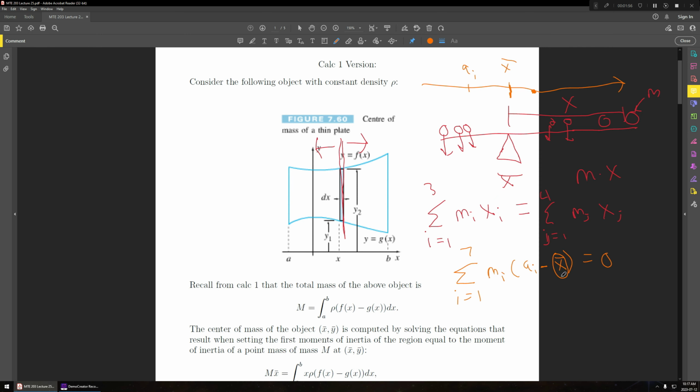So now I want to solve this thing for x bar. From here, with a little bit of algebra, I solve for x bar and get x bar equal to 1 over the total mass, because if I add up all the masses in front of x bar, I get the total mass, times the sum from i equals 1 to 7 of m_i times this distance a_i, where again this distance a_i is now from 0, from whatever my coordinate system was chosen to be.